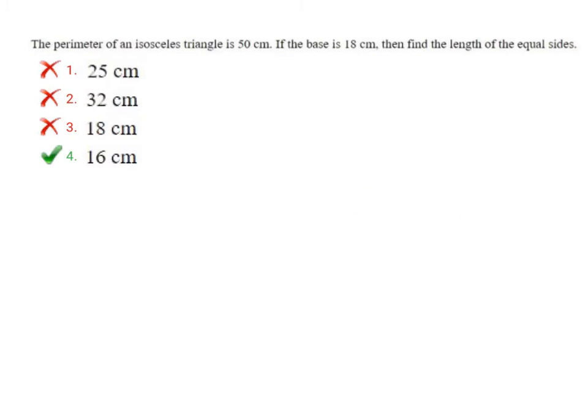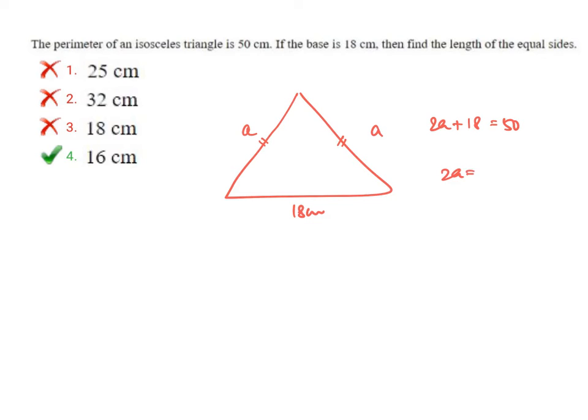Next. The perimeter of an isosceles triangle is 50 if the base is 18 centimeters. If the base is 18 centimeters, I'm assuming these two sides are equal. So that becomes A and A. So 2A plus 18 is equals to the perimeter, 50. So 2A is equals to 32. A is equals to 16. Find the length of the other equal side, he asked.